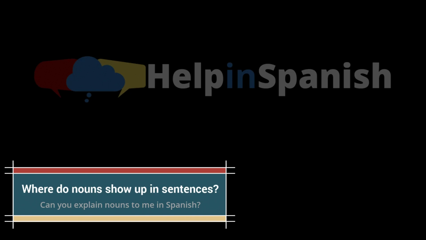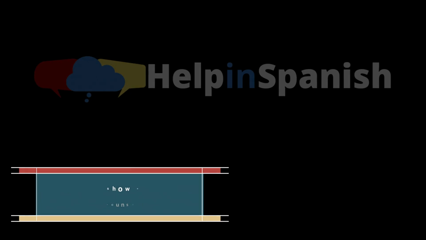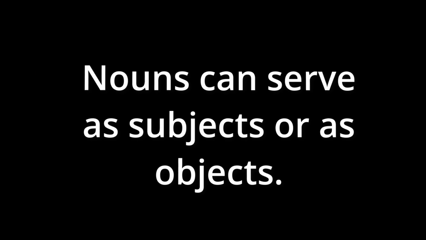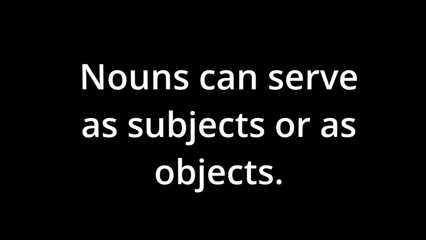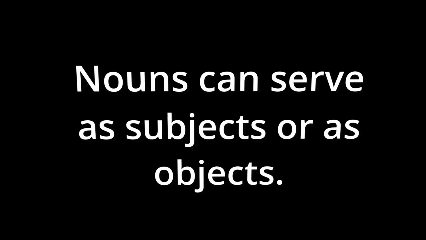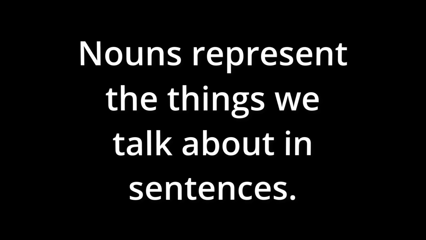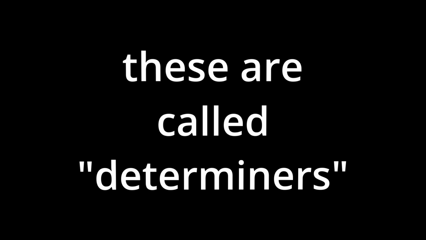A useful thing to understand is when and where nouns show up in sentences. Nouns can serve as two things basically, subjects and objects, and sometimes both. But in either case, nouns represent the things we talk about in sentences. You can identify nouns by the little words that go in front of them, and these are called determiners. And there's usually a determiner before any noun.